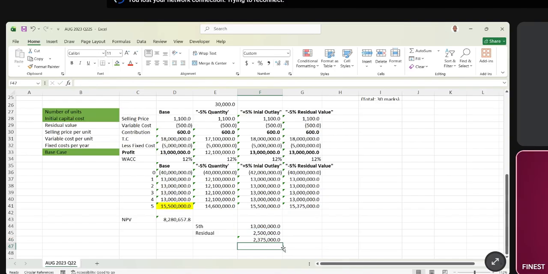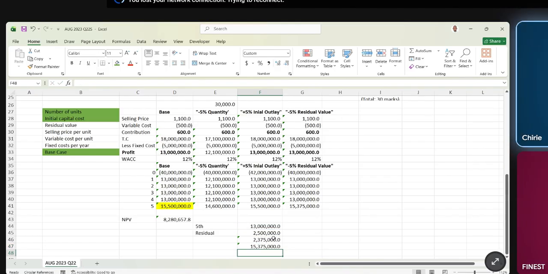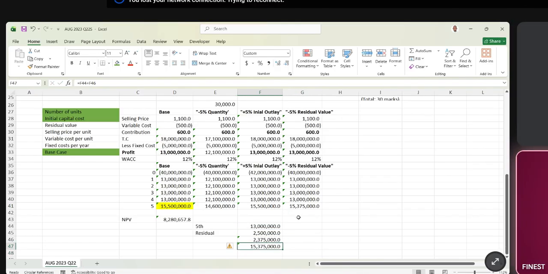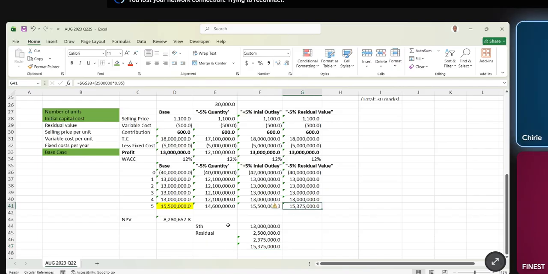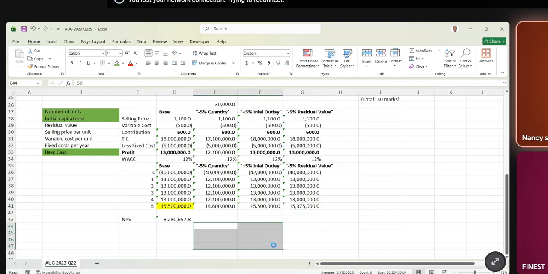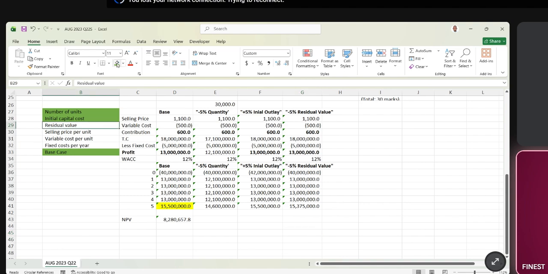So we are not going to recognize these 2.5, but we're going to recognize 2.375. Now we use this plus this, that gives 15. So this is the value that we're having here. Now we are done with the residual value.